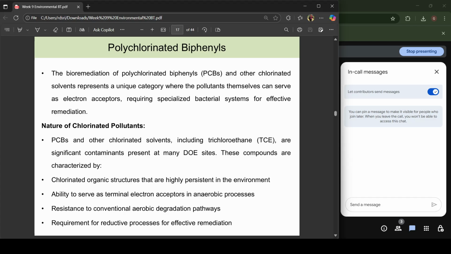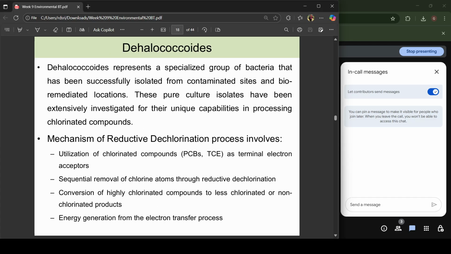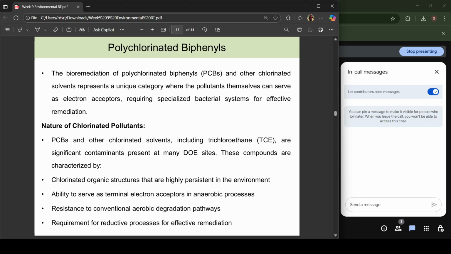So next we will be talking about, first we saw geobacter, next the sulfate reducing bacteria, and now we'll be seeing about dehalococcoides. So before talking about the dehalococcoides, we'll talk about the polychlorinated biphenyls. Because the bioremediation of polychlorinated biphenyls or PCBs and other chlorinated solvents represents a unique category where the pollutants can serve as electron acceptors, requiring specialized bacterial systems for effective remediation.